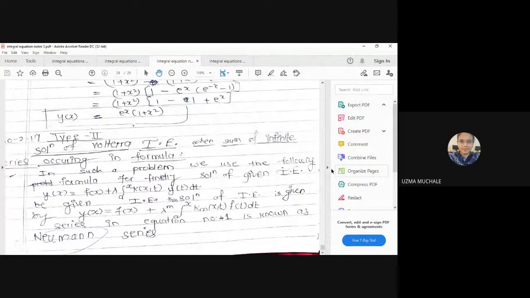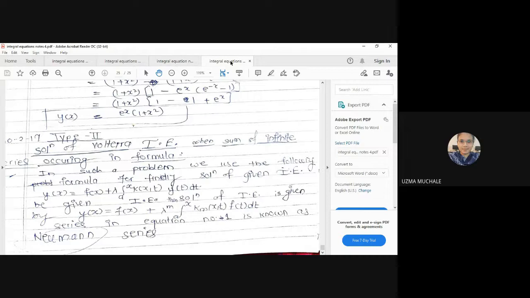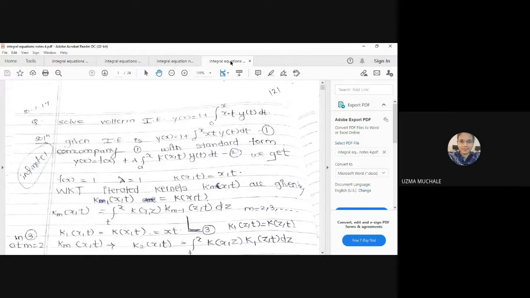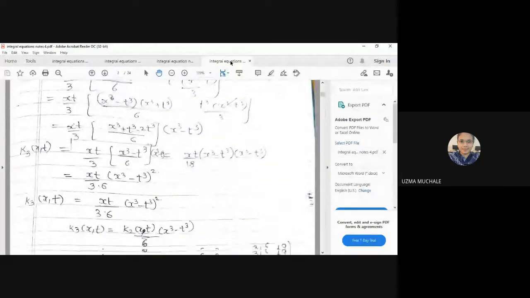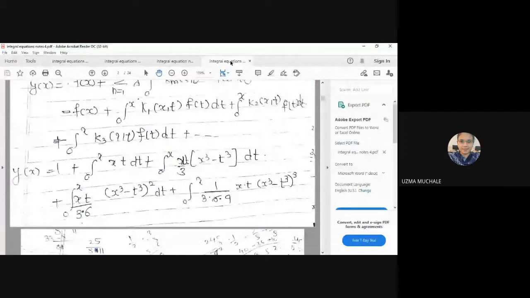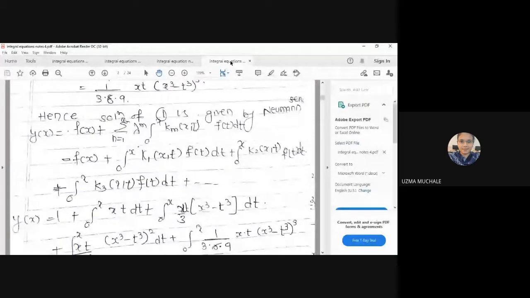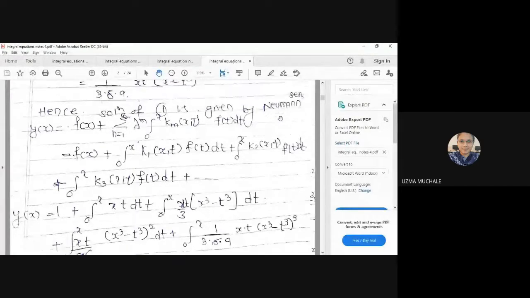Now, if it is not verifying the first one, that means if it does not have any compact form, then we have to go for the second type of solution of the Volterra integral equation, when the sum of the infinite series occurring in the formula, right? If it is not occurring, then we will go for the Neumann series. So here we have solved it with the help of iterated kernels, and then you can see here if it is not in the compact form, then we have to solve it by using the Neumann series.